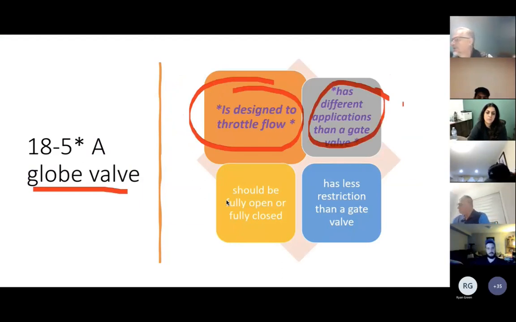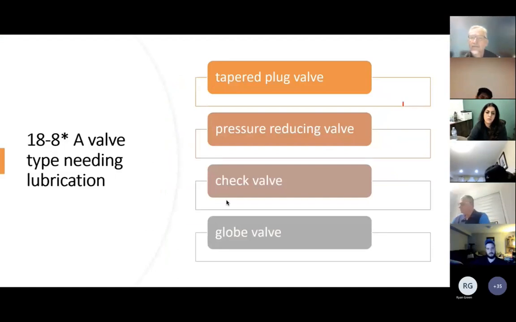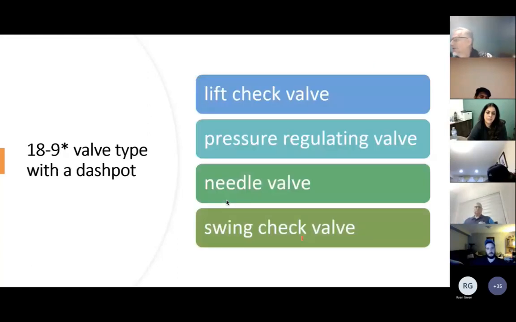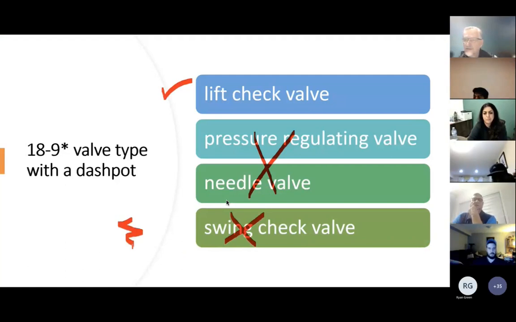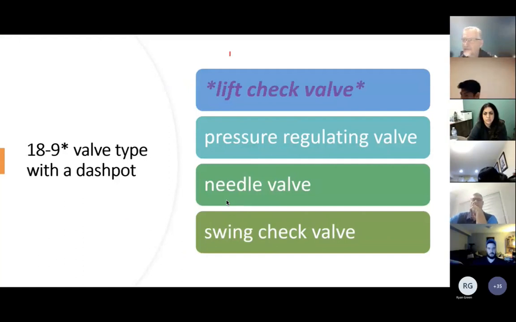What is a needle valve? Oh, sorry. A valve needing lubrication. Tapered plug valve. Valve type with a dashpot. Which one? Check. Lift check, not the swing check. Swing is flopping around in there, and lift check has a dashpot. Lift check.